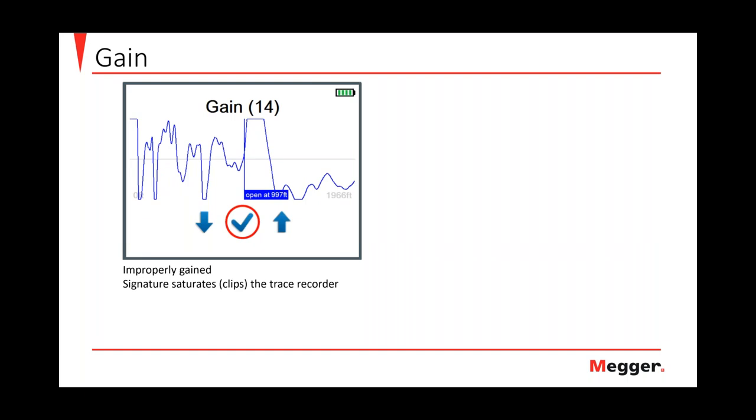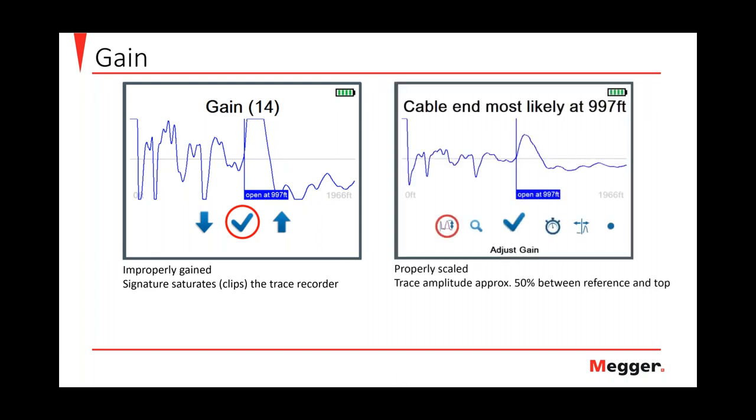Gain is another thing that can be adjusted in most units. Here we have an improperly adjusted gain. We can see that this signal is very saturated. It's very difficult to interpret like this, and we have a clipping effect at the top and bottoms of these trace signatures. And then here we have it adjusted. So we can scale that gain until we can see a waveform that we like, that is going to allow us to interpret what is actually going on with this cable. Ideally, what we would like to see is no clipping and about 50% between the top and the bottom of the amplitude scale.